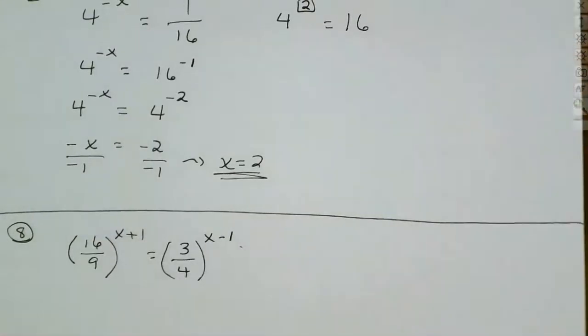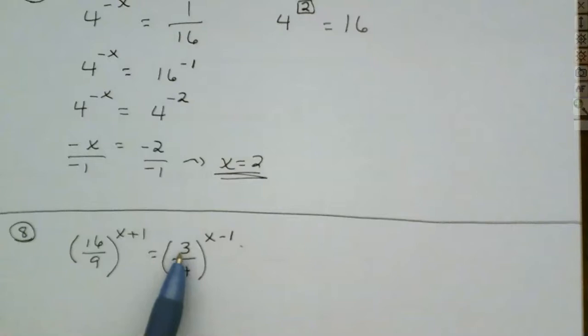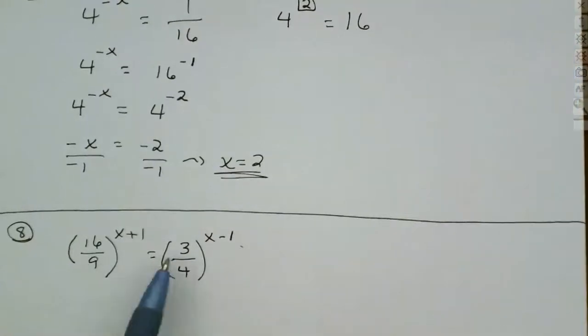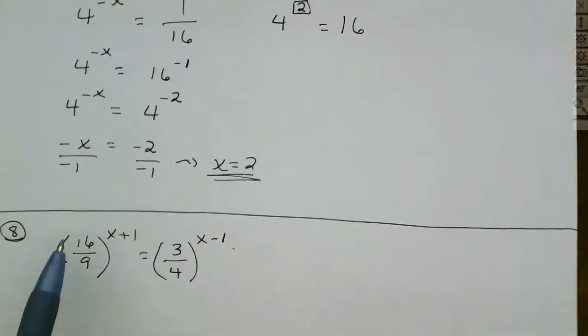Okay. Right now, as they are, they don't work. Why not? Well, does the 16 go with the 3? No. But 9 goes with 3, right? Because 3 squared is what? 9. And what do we know about the 4? The 4 goes with the 16 there.